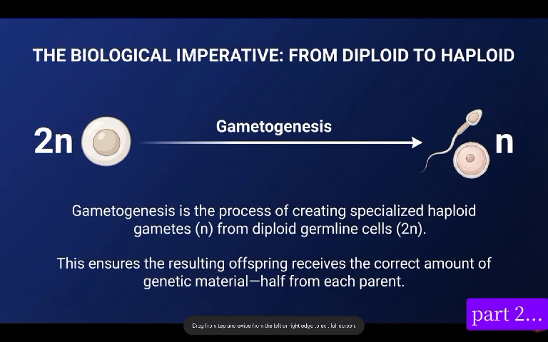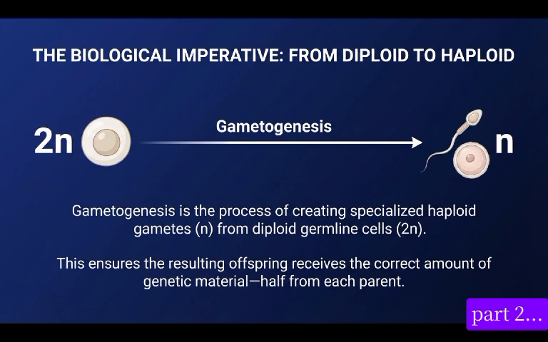Gametogenesis is the process of creating specialized haploid gametes from diploid germline cells. So gametogenesis is formation of haploid gametes from diploid cells. Gametes are sex cells that we use to produce zygotes. Examples are your sperm and egg, which fuse together to form a zygote. This ensures the resulting offspring receive the correct amount of genetic material, half from each parent.